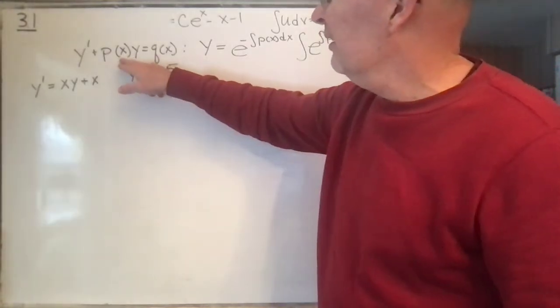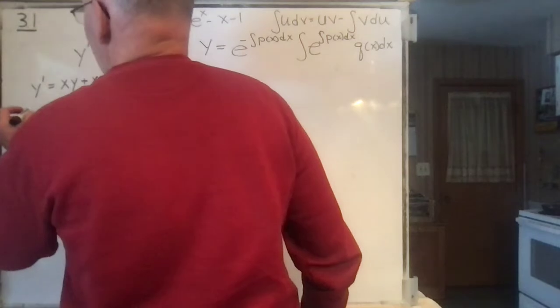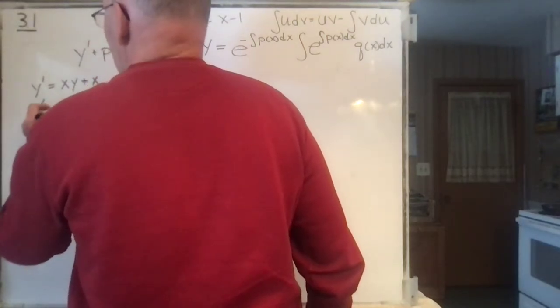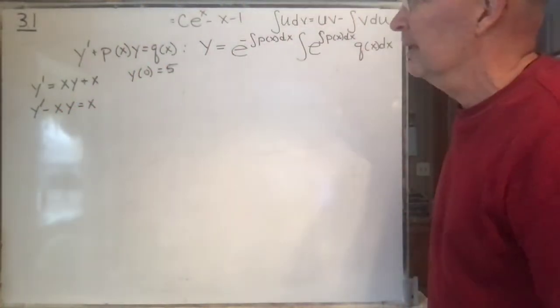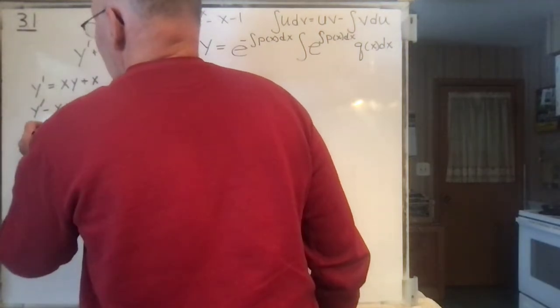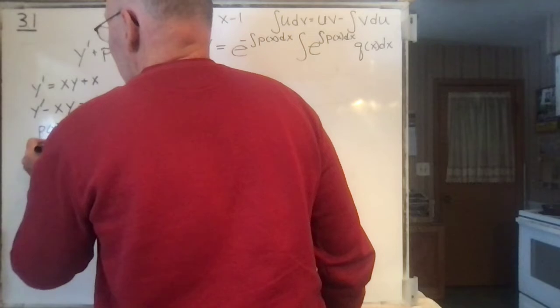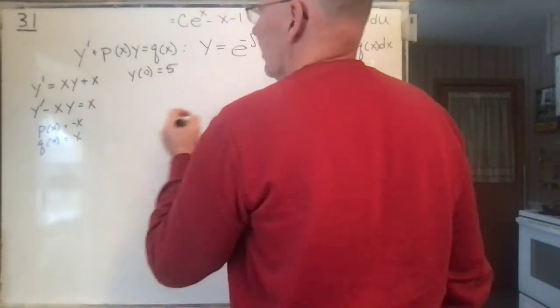So first of all, I need to get it into this form. See that? So I'm going to go y prime minus xy is equal to x. Okay, so now I see that p of x is equal to negative x and q of x is equal to x. Okay, so what does the formula say?